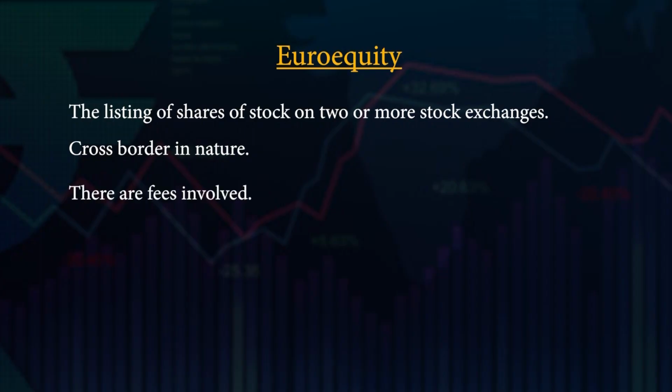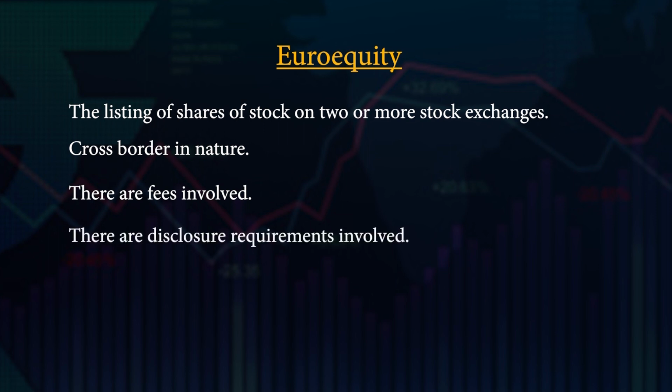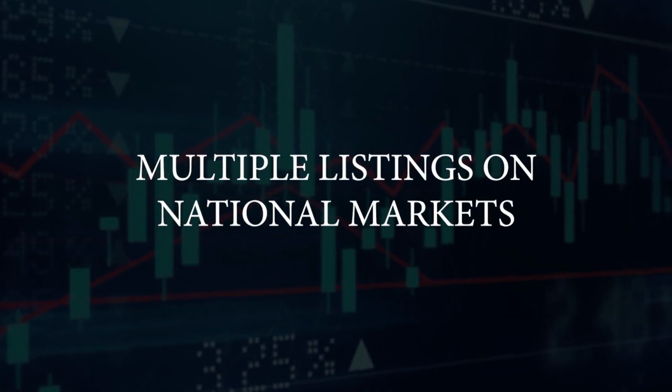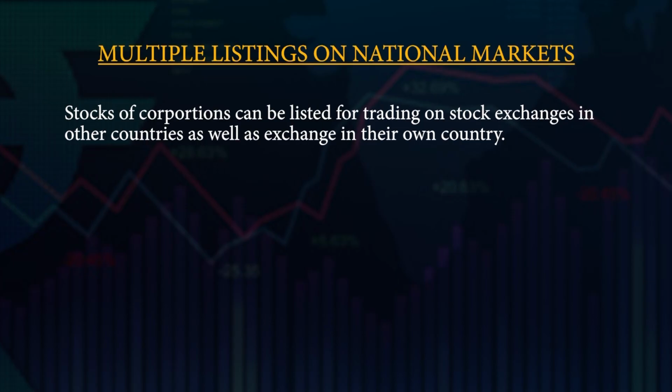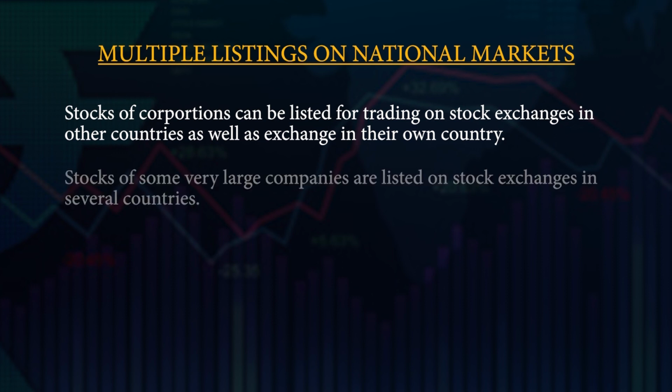There are obviously fees involved in the process, and also there are certain disclosure requirements that have to be met. So when I talk about multiple listing or cross listing, it is understood that stock of corporations can be listed for trading on stock exchanges in other countries as well as exchanges in their own country. Now, there are stocks of very large companies which are listed on stock exchanges in several countries.